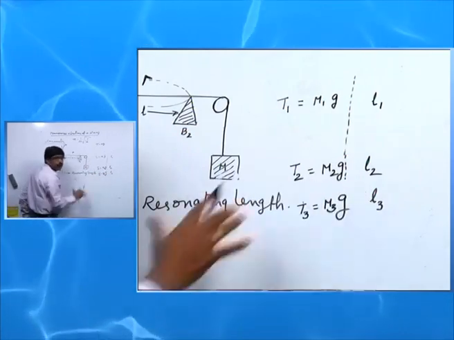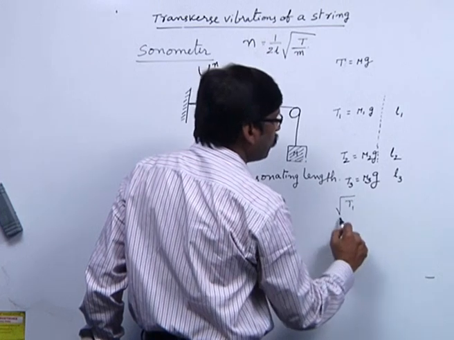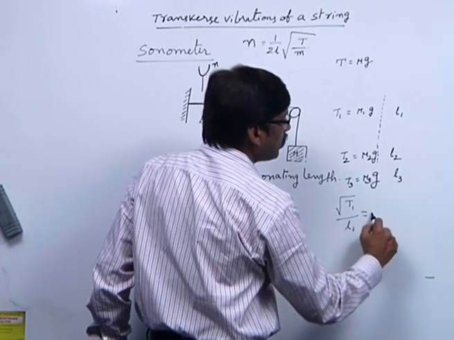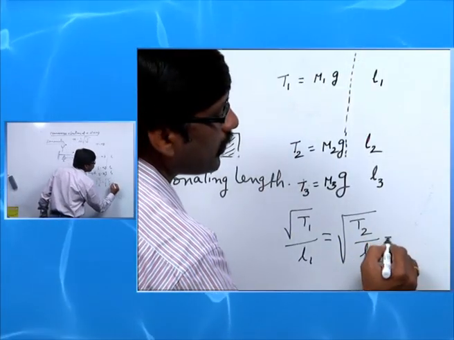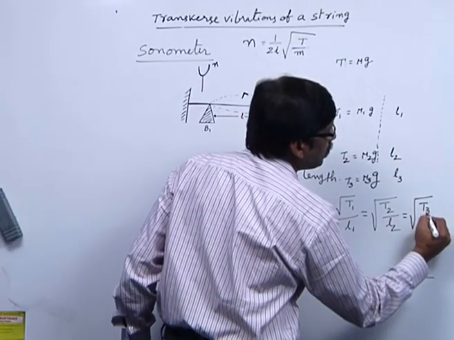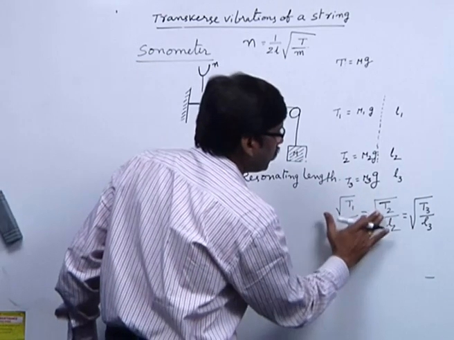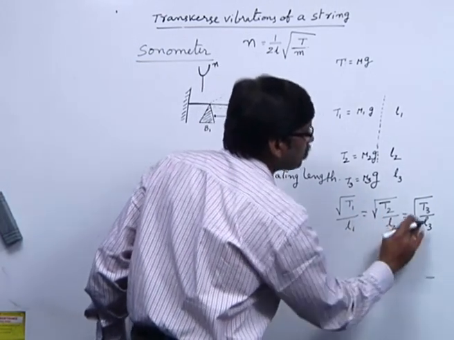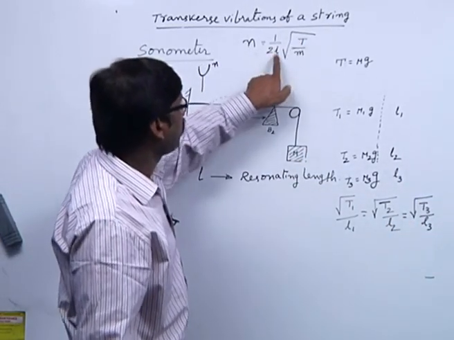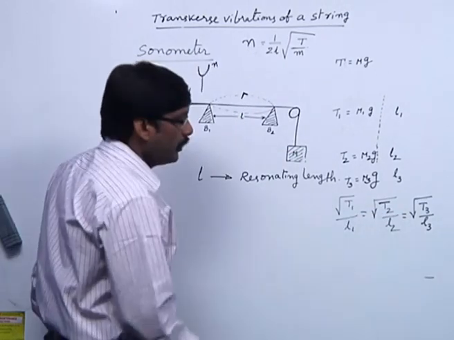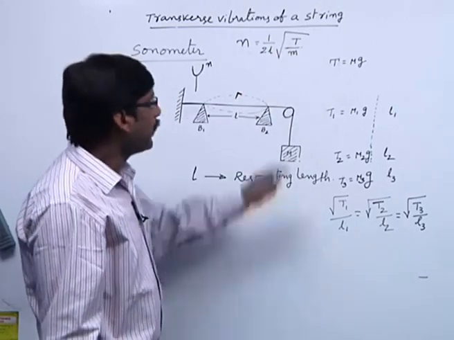From this table, we can prove that root of T1 by L1 is the same as root of T2 by L2, which is the same as root of T3 by L3. This root is for tension only. Root of T by L remains constant. So, that is what we have proved, the second law. And what about the third one?